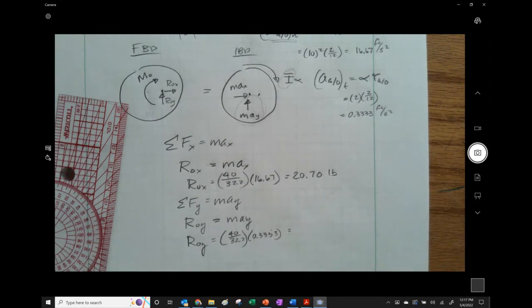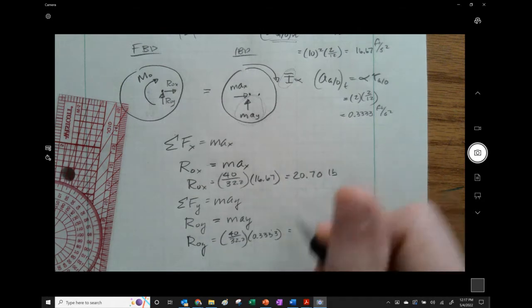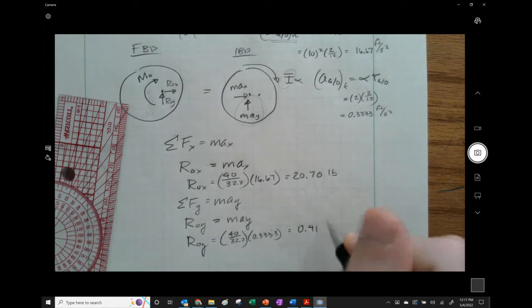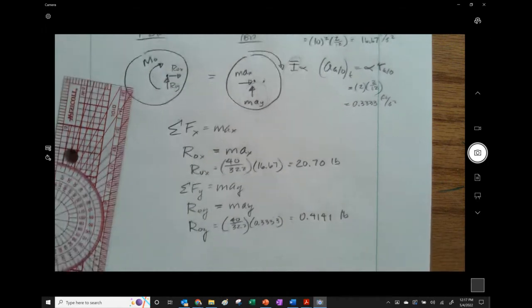So we get 32.2 and multiply it. And I think we only get a small number, 0.414, call it 0.4 pounds.